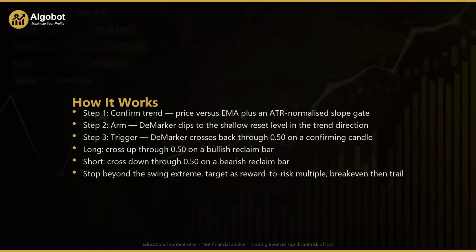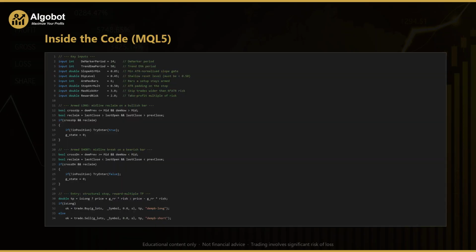not a recommendation. Let's read through the MQL5 code you see on screen. At the top are the key inputs. DeMarker period sets the oscillator length, defaulting to 14. TrendEmaPeriod drives the moving average trend filter at 50. Slope ATR min is the minimum slope the trend must show. DipLevel is the shallow reset at 0.45.